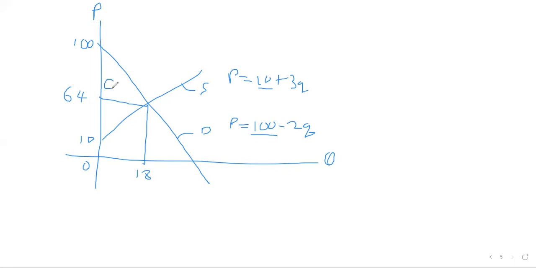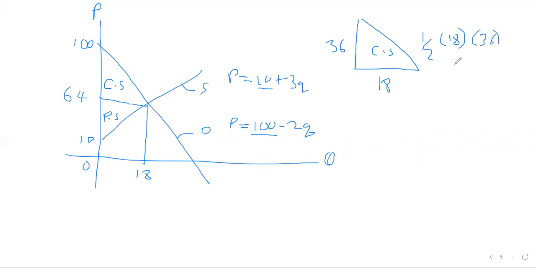So this triangle is called the consumer surplus because it touches the demand. This triangle is called the producer surplus. It's touching the supply. So if we have to redraw this triangle here, the distance from here to here is 18. And the distance from here to here is 36. So this is called the consumer surplus. Answer will be half base times height, half of 18 times 36. So you get your consumer surplus.